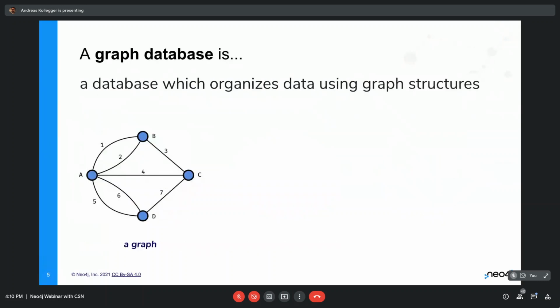Graph theory went on for many centuries, of course, and proved to be useful in lots of different ways. It wasn't really used as a database. Well, actually, that's not quite fair. Early in the 70s, there were other databases that had sort of graph-like structures. There were network databases. There have been lots of different incarnations of this.